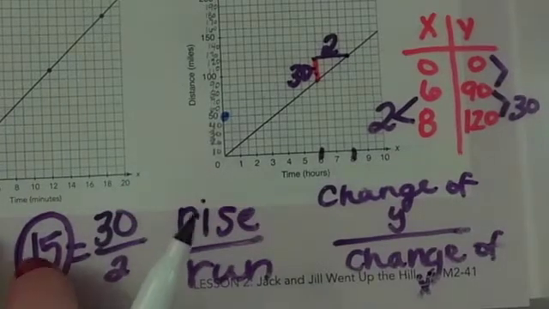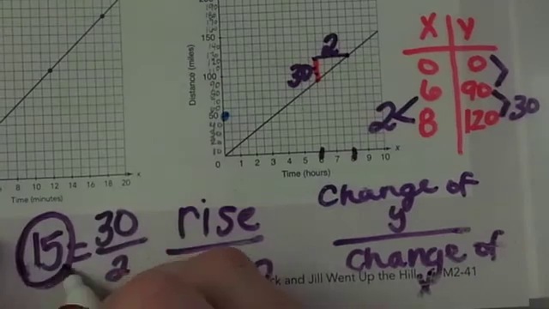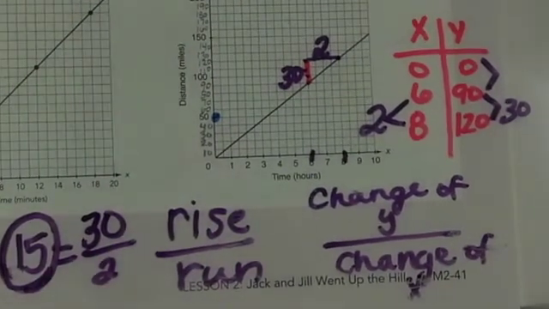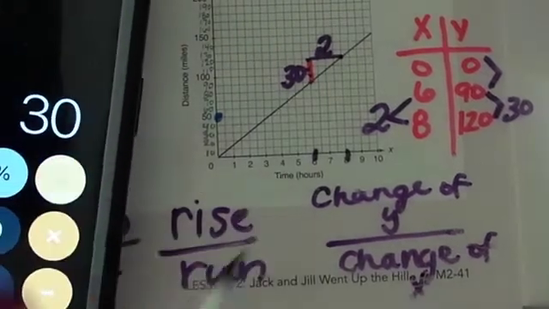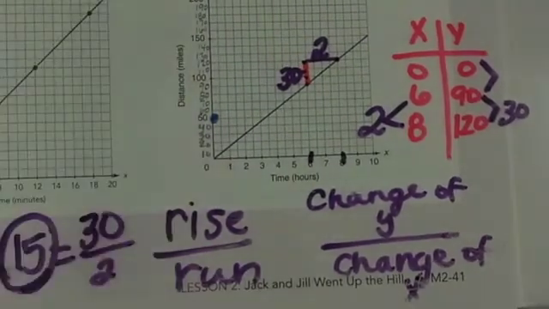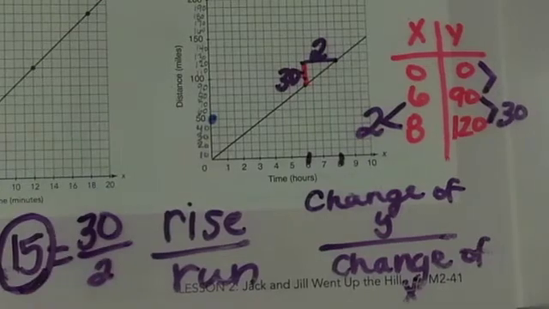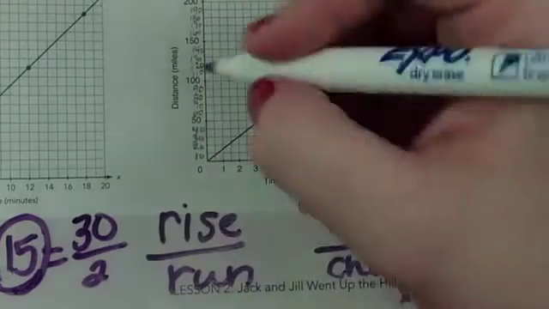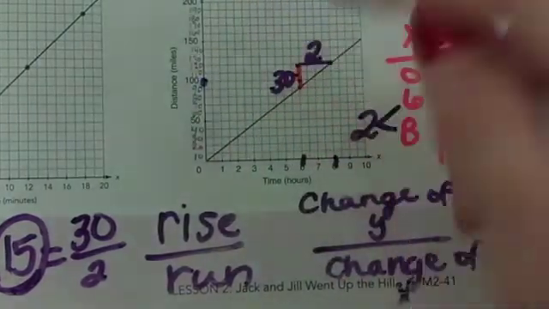You have to remember to reduce it if you can. And I know that that is the case because 30 divided by 2 is 15. Okay, so now we're going to start at 50. Actually, let's start at 100, just so that we don't run into those things.